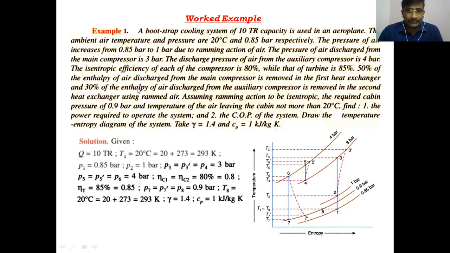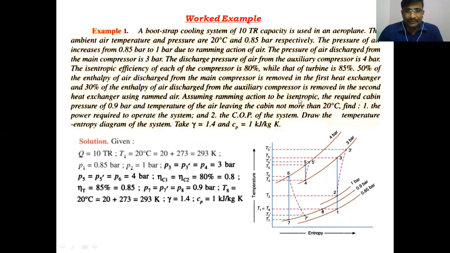And 30% of the enthalpy of air discharged from the auxiliary compressor. This is the auxiliary compressor. The enthalpy at 5 dash will be reduced by 30% of the enthalpy at 4 during the cooling process in the second heat exchanger. It is removed in the second heat exchanger using ram air. Ram air is the cooling medium in both heat exchangers.